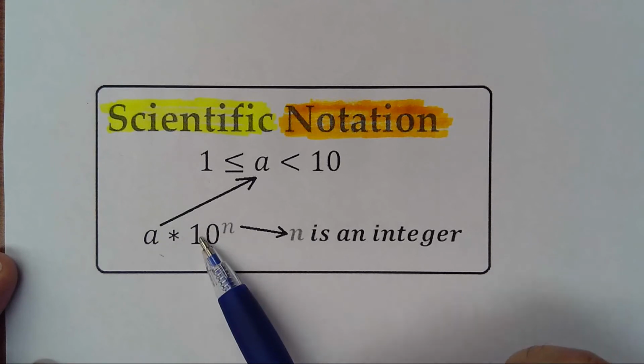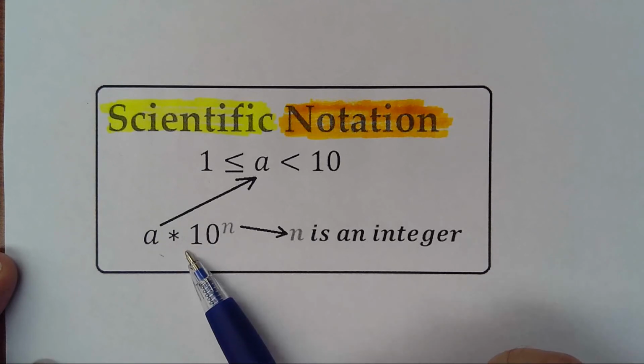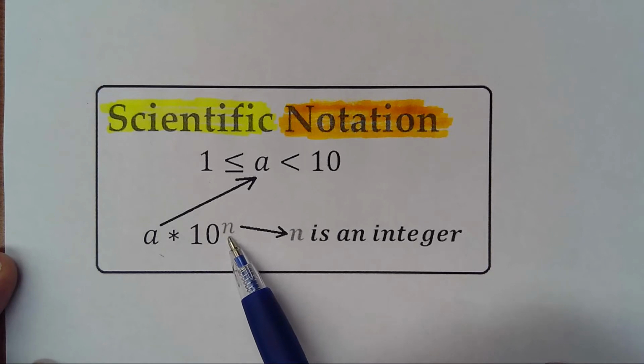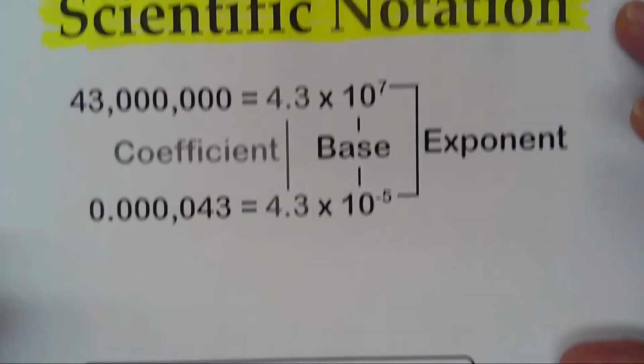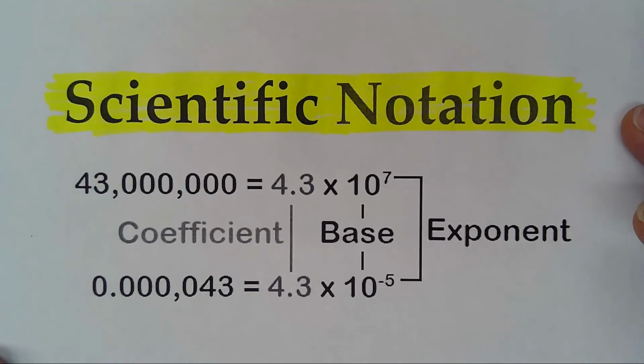Then we have 10, always is 10, the base, and n is an integer. It's a number that could be negative or positive. So let's check an example here. Let's take a look at this example and then we're gonna do some practice.